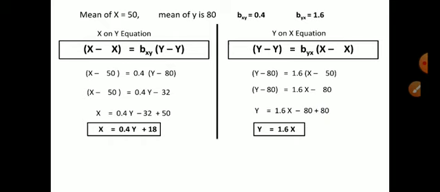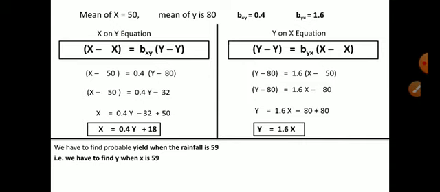They have asked one more thing in the problem. You remember what that is? We have to find the probable yield when rainfall is 59. Yield means we have to find y, so we have to substitute into the y on x equation. Rainfall is 59 means the x value is 59.